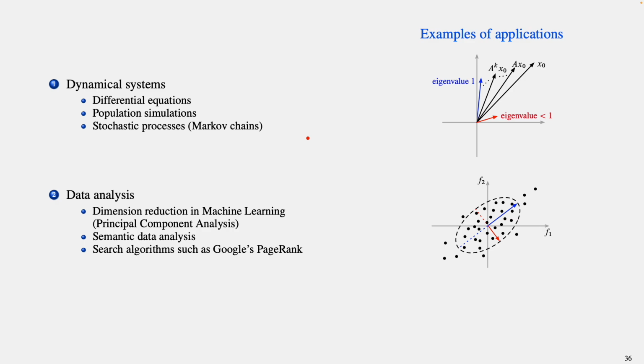Another application field is data analysis. For example, what is called principal component analysis. If you study data, which you can, in theory at least, plot along the axis for certain features, then there's a thing called the covariance matrix that you can compute, and the eigenvalues and eigenvectors of this matrix determine the directions of the strongest or weakest correlations of your data.